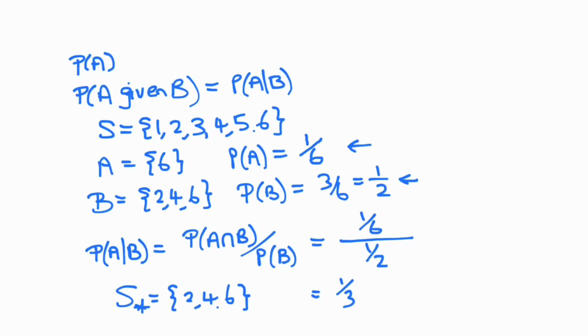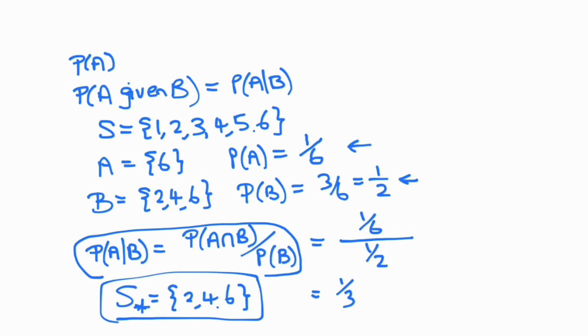Right, so sometimes conditional probabilities can be found by figuring out what the new sample space is and then evaluating the probability of an event. Another way of finding conditional probability is to use this formula, in which case we will use the original sample space S over here. So this is the formula that we have for the conditional probability of A given B.